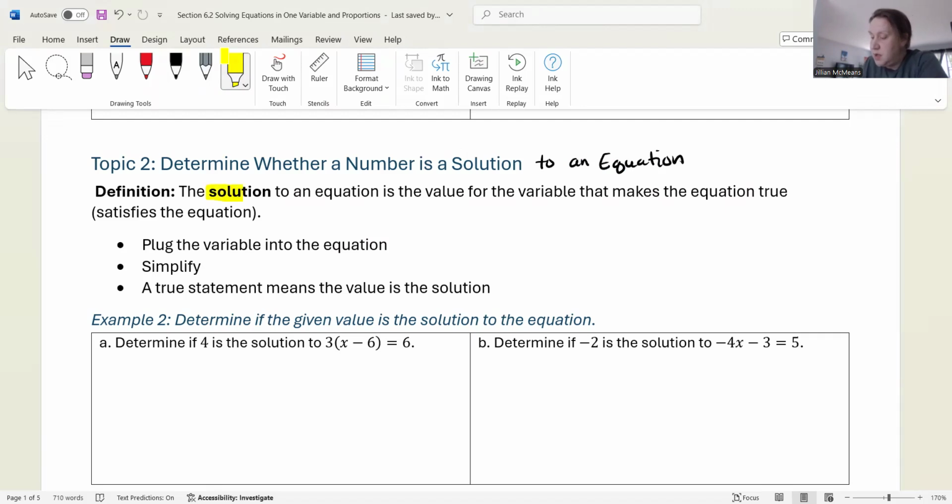So we have that right here. Sometimes you'll see that the solution is the value for the variable that satisfies the equation. That just means makes the equation true, okay?